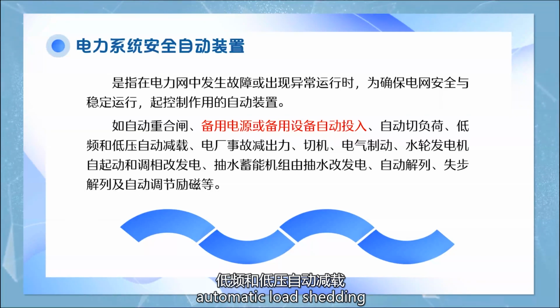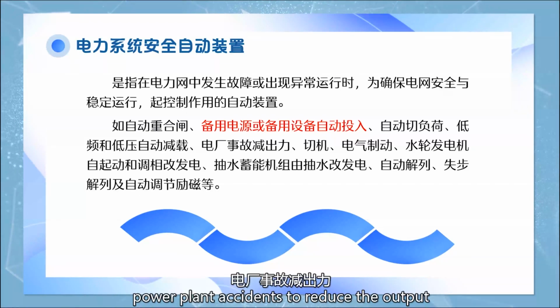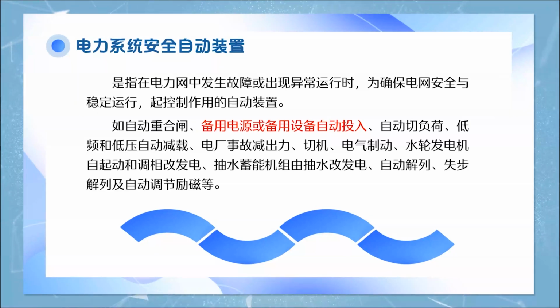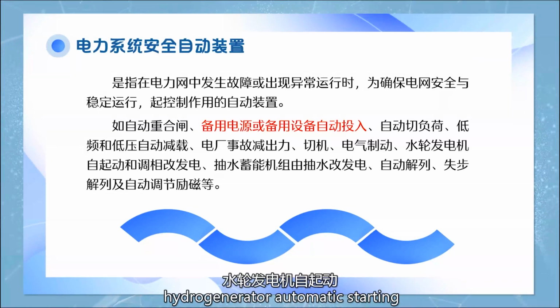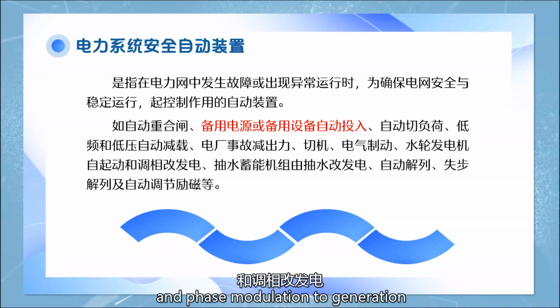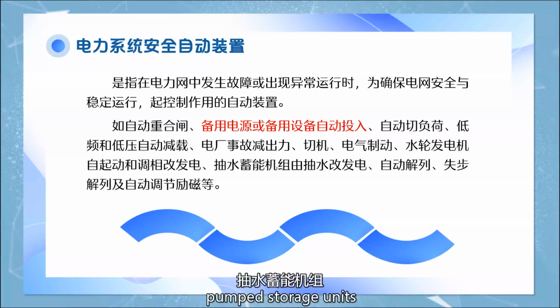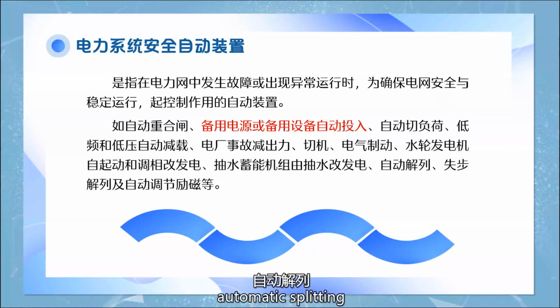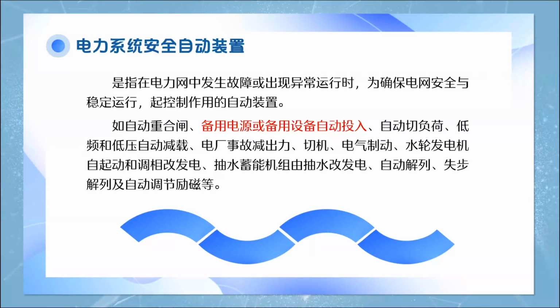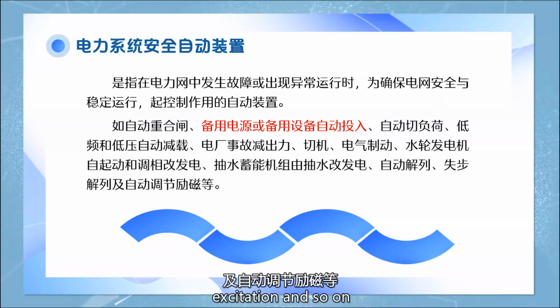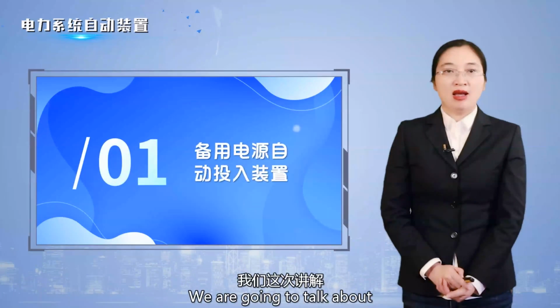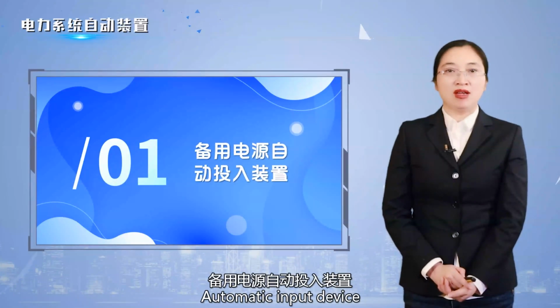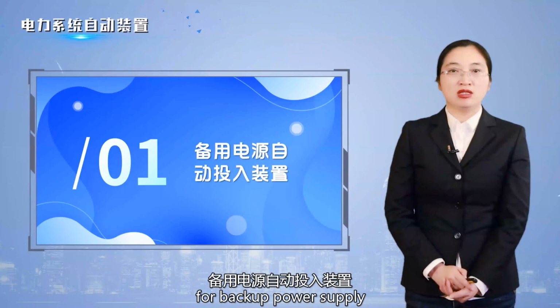low voltage automatic load shedding, power plant accidents to reduce the output, cut machine, electrical brake, hydrogenerator automatic starting and phase modulation to generation, pump storage units by pumping to generation, automatic splitting, out-of-step splitting, and automatic regulation excitation and so on. We are going to talk about the automatic input device for backup power supply.